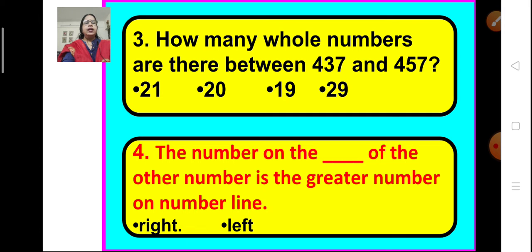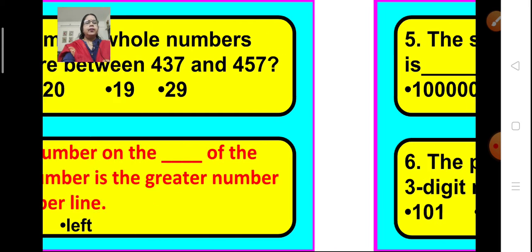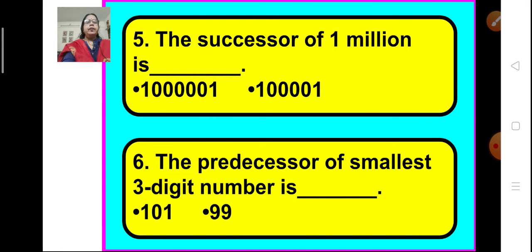So, on the right side there is the greater number. Now, question 5. The successor of 1 million is dash. Successor means, how do we get that? By adding 1 to the given number. So, here the number is 1 million. Which one of the options represents 1 million plus 1?